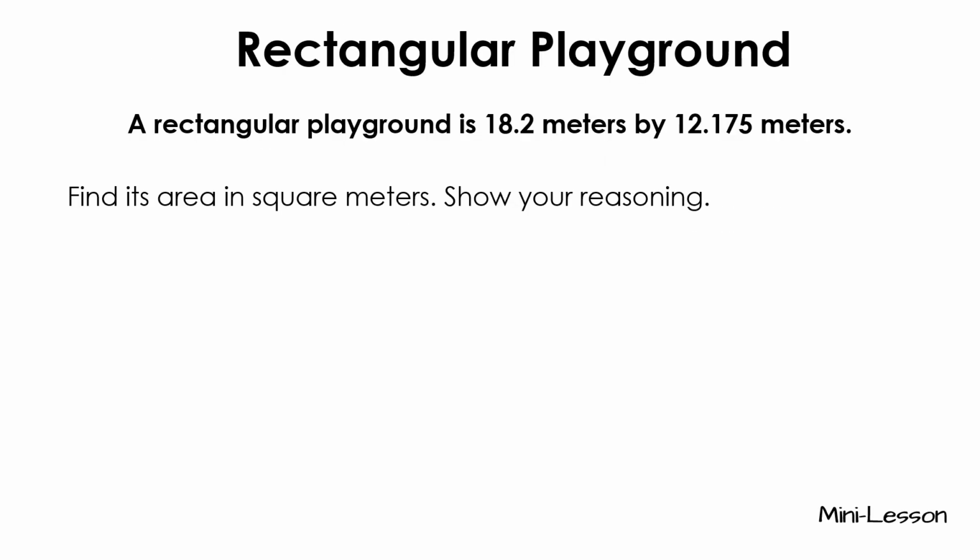A rectangular playground is 18.2 meters by 12.175 meters. And they want us to find its area. And we're going to show our reasoning. So let me grab my pen.